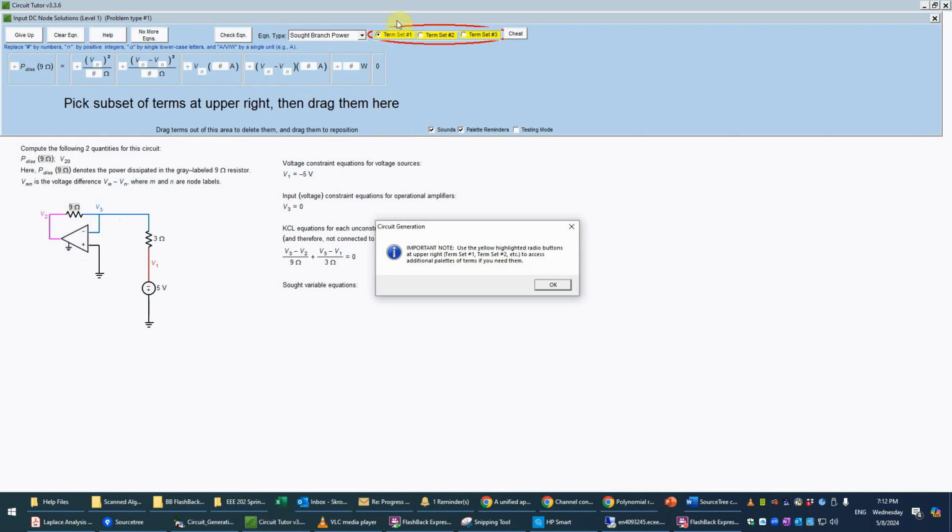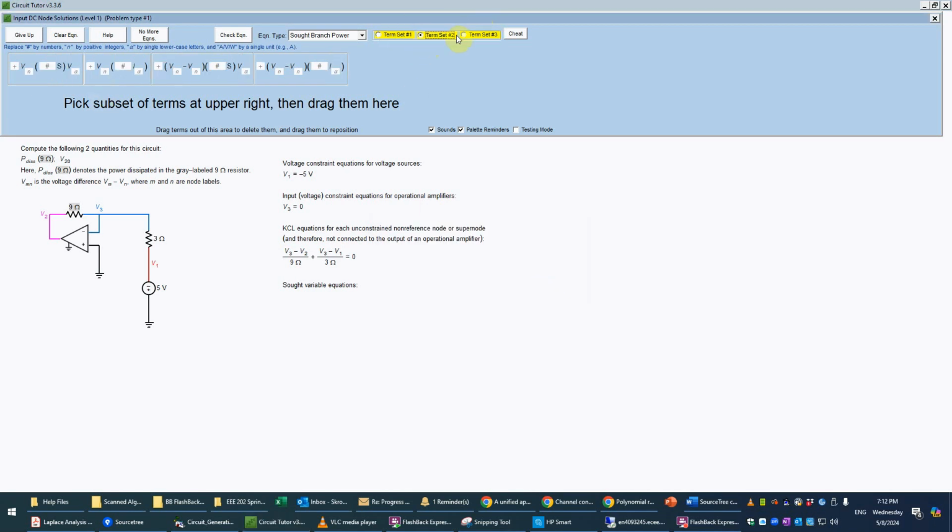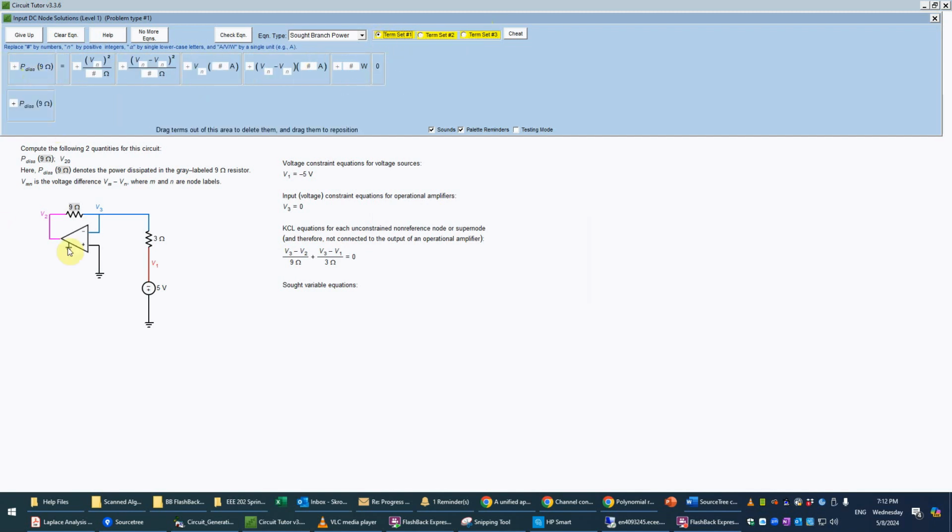And it reminds us that we have 3 terms, or sets of terms rather, in our palette, which we may need. And so, for example, if I change that, I get some additional terms. Here I get some additional terms. They just don't all fit onto one palette, so that's why we have those 3 terms. So here we want to find this power dissipated in the 9 ohm, and that will be equal to something.